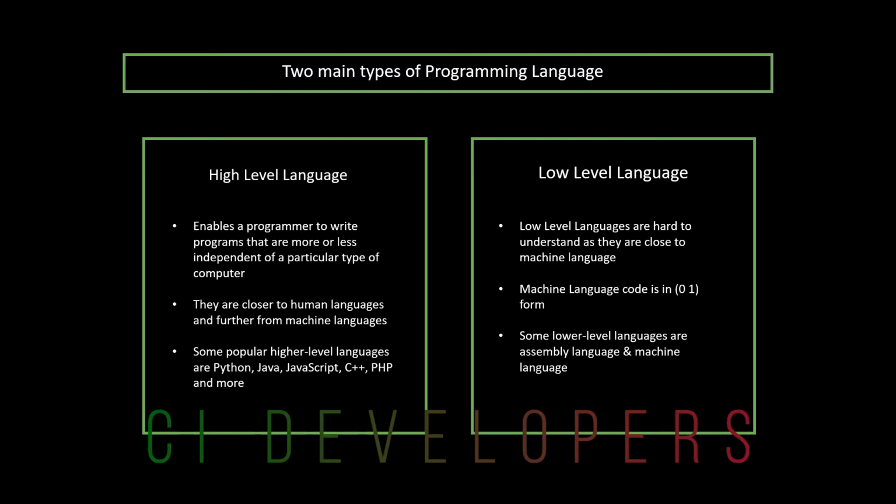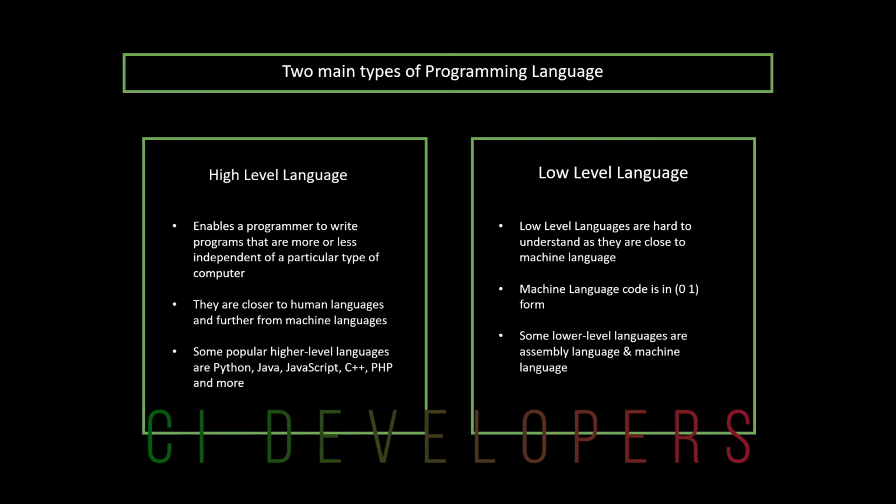Low level languages are also called machine languages and they are hard to understand. The source code or program written in low level languages is in 0 and 1 form, so it can only be understood by the computer. Some common examples are assembly language and machine language.